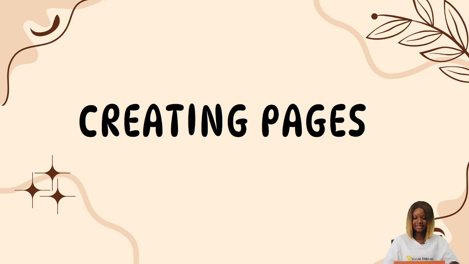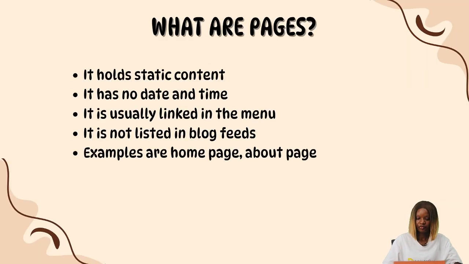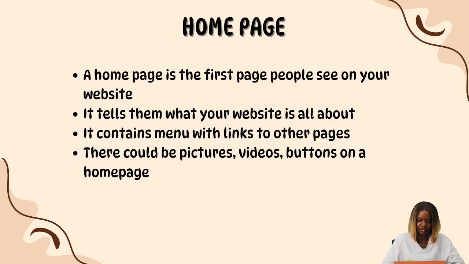So we're going to create pages now. So what are pages? We already know that pages hold static content. It has no date and time. It's usually linked in the menu. It's not listed in your blog feeds. And an example is your home page, your about page. It could also be your contact page.